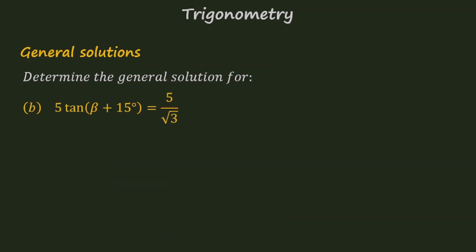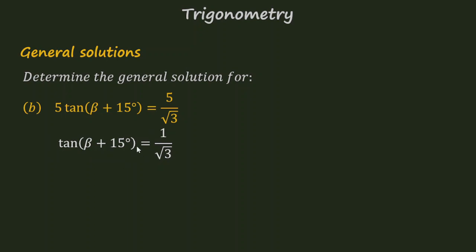Let's now look at another problem. Here we are required to determine the general solution. We are given 5 tan of beta plus 15 degrees equals 5 over the square root of 3. If you look at the left hand side, we have 5 tan of something. We cannot work with 5 tan of something, so we have to divide by 5 on both sides, so that on the left hand side we are only left with one trigonometric ratio with no coefficients.